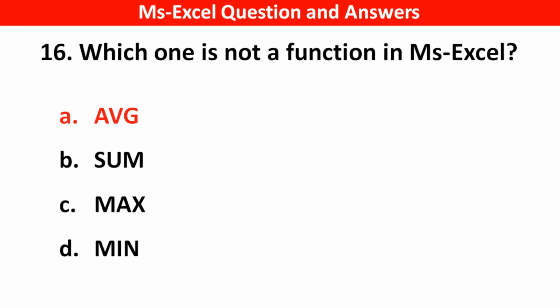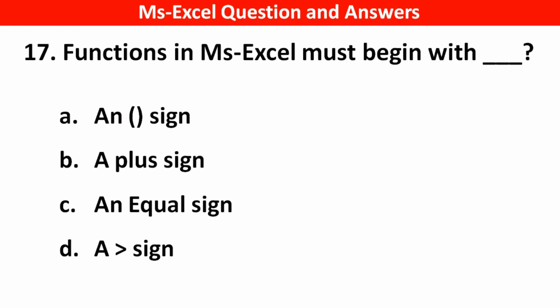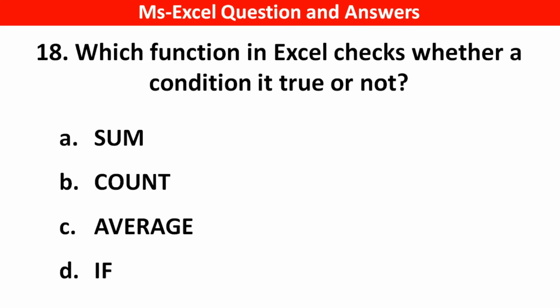Next question, functions in MS Excel must be with dash dash. Right answer is options A, an equal sign. Next question, which functions in Excel checks whether a condition is true or not? Right answer is options D, if.